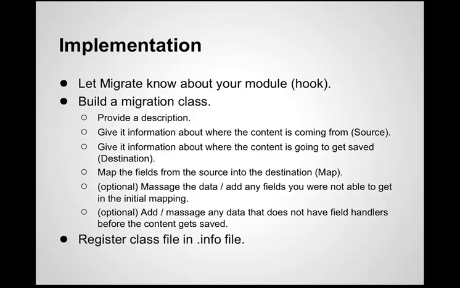You're going to give it information about where that content is coming from, which is the source. You're going to let it know about where the content is going to get saved, which is the destination. You're going to map the fields from the source into the destination, which is the map. And then optionally, you're going to massage the data, add any fields, whatever it is, to get the initial mapping. And finally, if you absolutely need it, you're going to alter that node or whatever type of entity it is right before the content gets saved. And finally, you need to register the class file in the info file, and then you're ready to go.